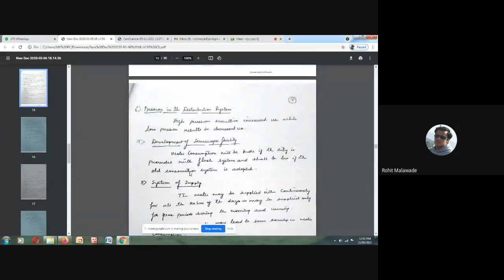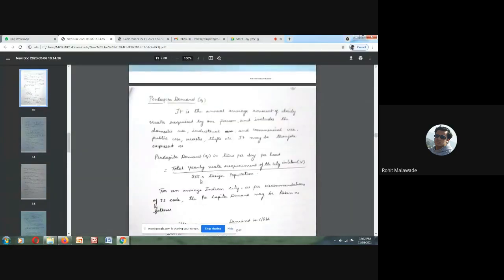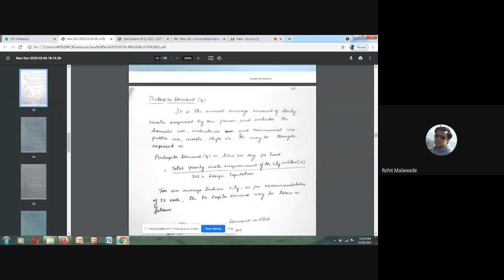So here we have finished, I think, all topics of module one. We will just cover one thing: per capita demand. We have completed it, but still we will revise it. The per capita demand is nothing but the annual average amount of daily water consumed by a person, or how much water per person, for a year, he is going to consume. Per capita demand is the total yearly water requirement of a city divided by 365 into the design population. So this is how we can calculate the per capita demand of a city.